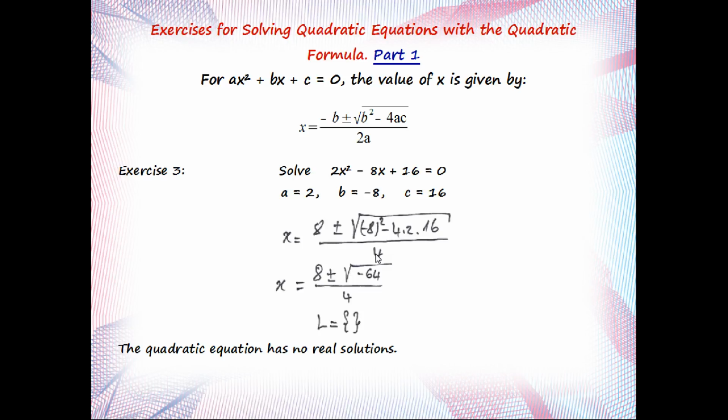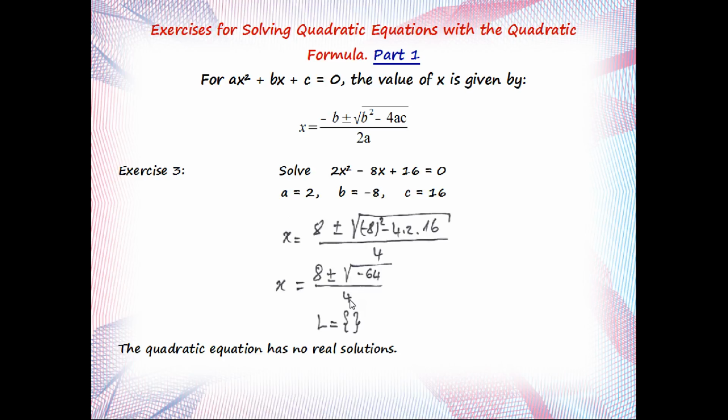This one equals (−8)² = 64, minus 4 times 2 = 8, 8 times 16 = 128. So 64 − 128 = −64. So we get x equals 8 plus or minus the square root of −64, all of that over 4.